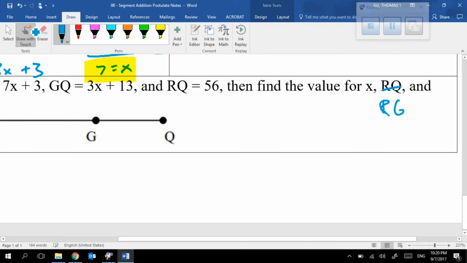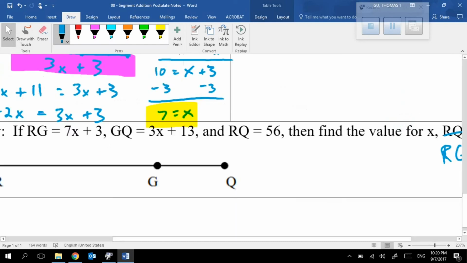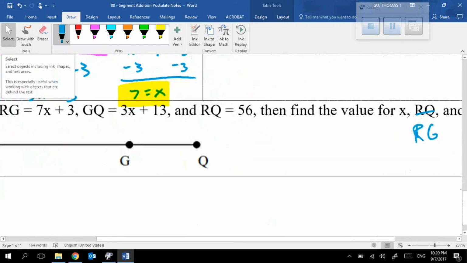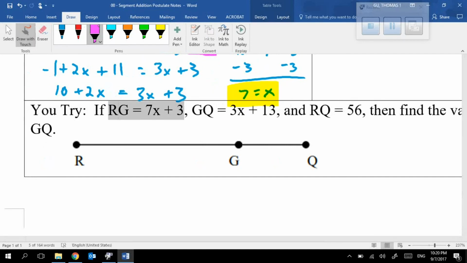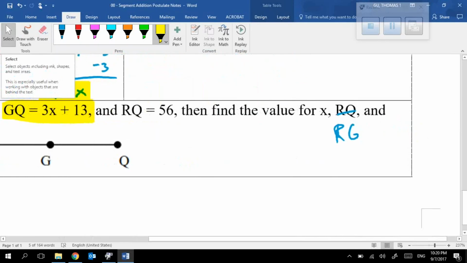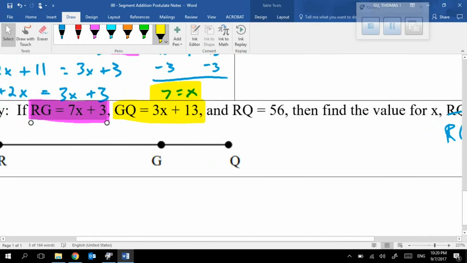Okay? So after you find the value for X, you're going to solve for X like we just did up here, and then you're going to plug X back into these equations. You're going to plug it back in for RG, and you're going to plug it back in for GQ, and you're going to solve for those two lengths of the segments, okay? And that is it for today's notes.